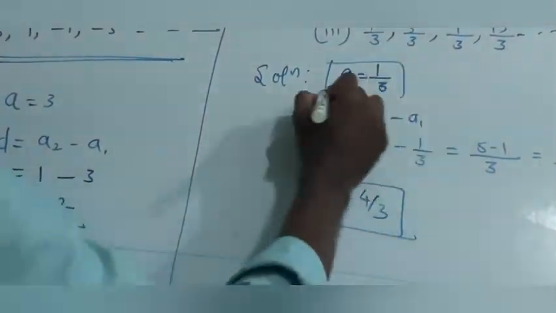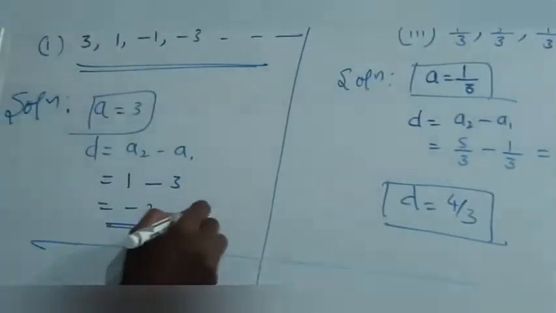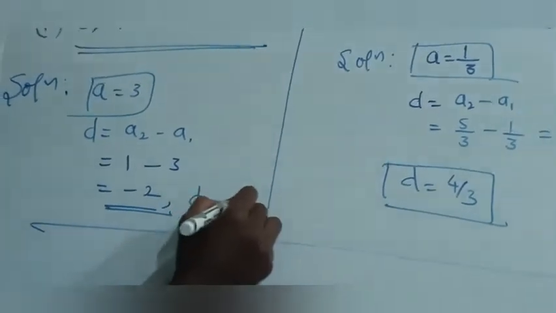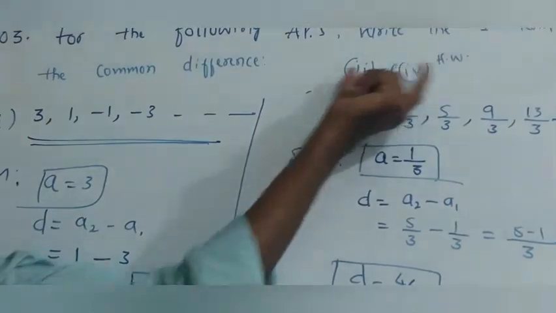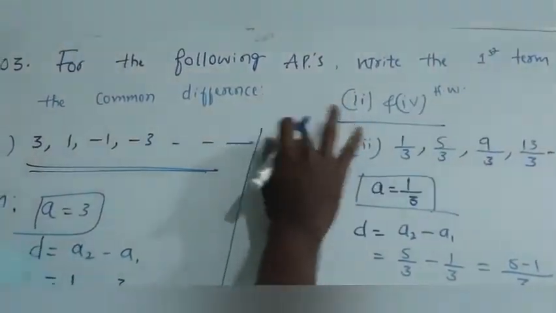A is equal to 1 by 3. Here in this case, A is equal to 3 and D is equal to minus 2. Second and fourth will be your homework. If you have any difficulty, please approach.